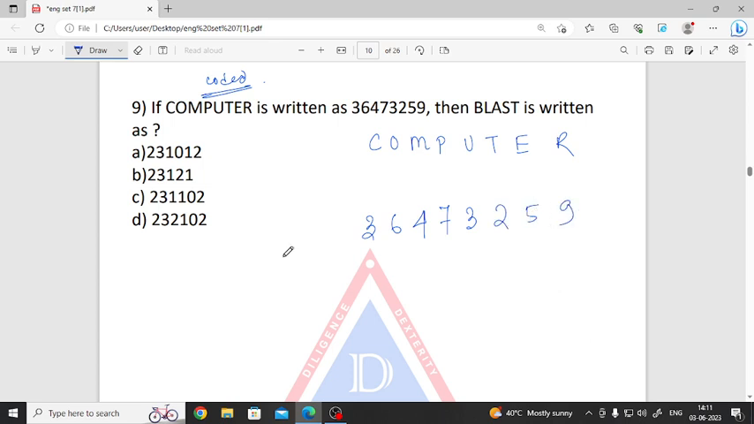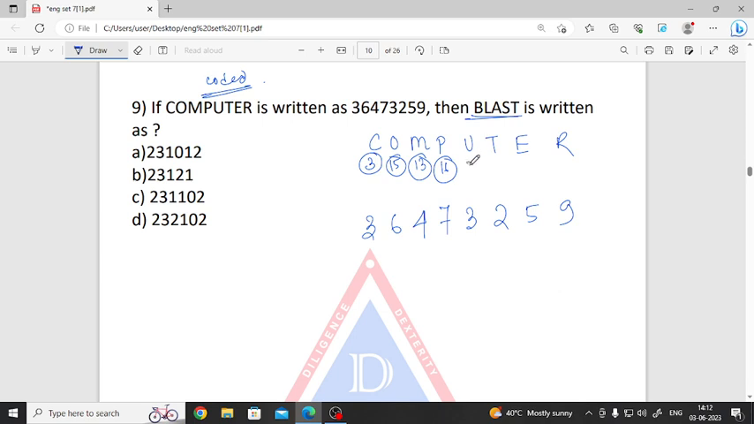What should be the code for blast? Okay, if we see 3, what is the place value of C? 3. We know that place value of C is 3. What is the place value of O? It is 15. What is the place value of M? It is 13. Place value of P is 16.